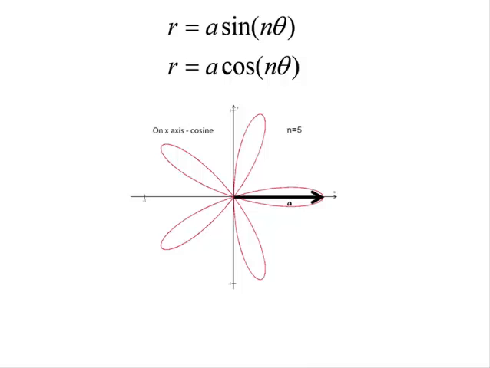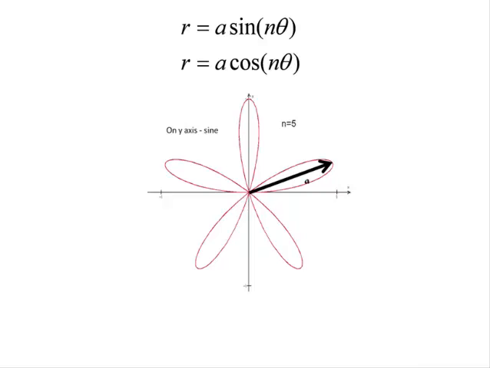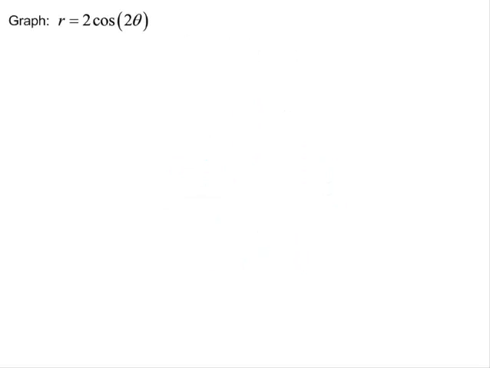So again, n is odd. I do not have a leaf on the y-axis. I do have one on the x-axis. A again is 1, so this is r equals the cosine of 5 theta. This would be r equals the sine of 5 theta.